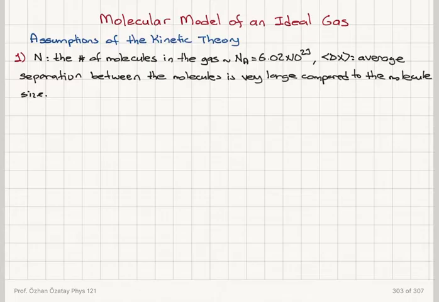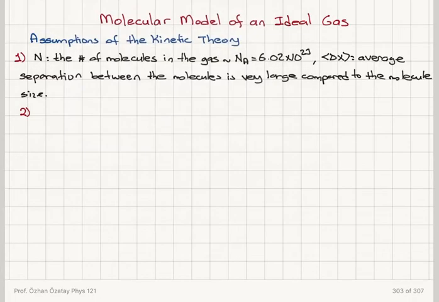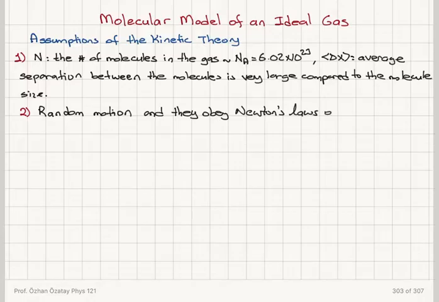The second item is that they obey Newton's laws of motion, but as a whole they move randomly. So we have random motion, and they obey Newton's laws of motion. When they do interact, they obey Newton's laws of motion. So we're treating them classically.